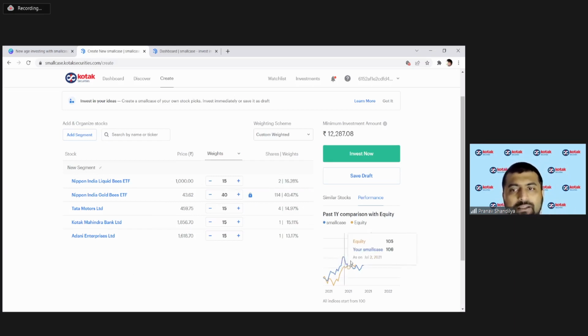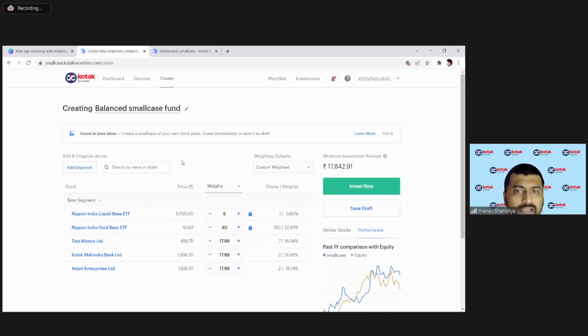And automatically the system will start recalculating the portfolio's performance in the last 1 year. And similarly, if you want to decrease it for a particular stock, for example, let us say you want to decrease your exposure to Liquid BeES, you can click on minus over here. So when you do this, again, the composition is changing. So the minimum investment amount is also changing and the portfolio performance is also changing.